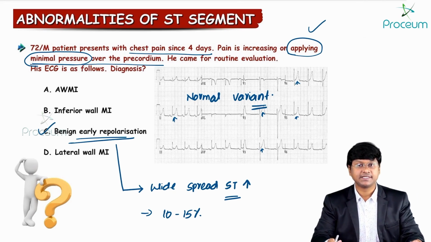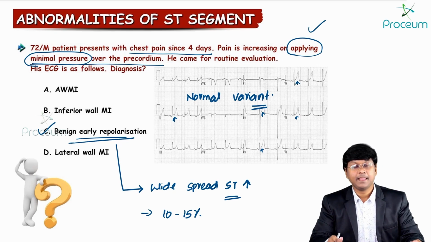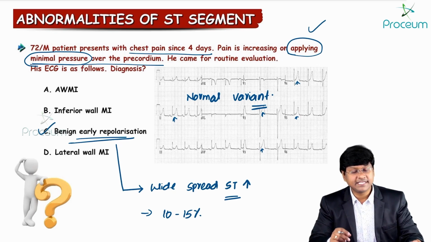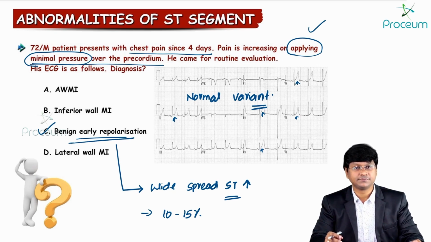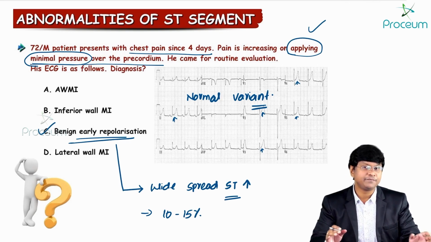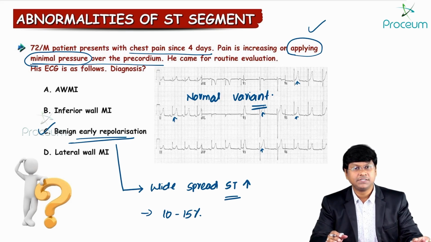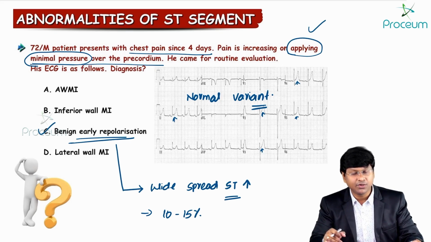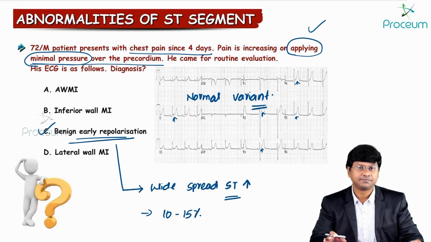Right, this is considered as the normal variant. And this benign early repolarization is less common in the age group of 50 years. It is rare in over 70 years. Now, this particular ST segment elevation in benign early repolarization, how to recognize?